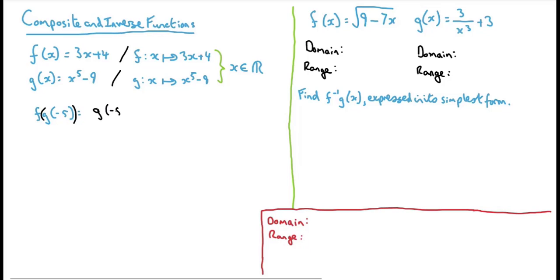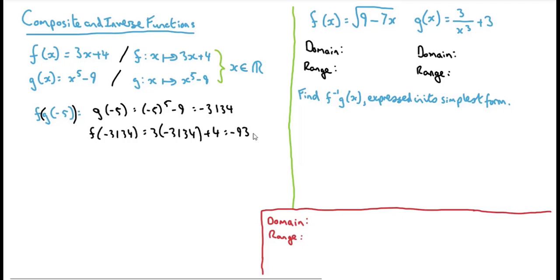G of minus 5 is going to be, so minus 5 to the power 5 minus 9, which is going to get you a value of minus 3,134. So to now do the f of minus 3,134, which is the same as the f of g of minus 5, that will be 3 lots of that number, then add 1 afterwards, which will get you an overall value of minus 9,398.